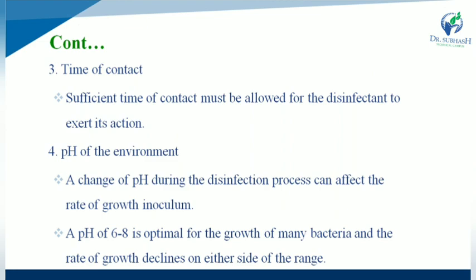Next one is pH of the environment. A change of pH during the disinfection process can affect the rate of growth of inoculum. So how does the pH of the environment affect it? The changing of pH during the disinfection process may affect the rate of growth of inoculum, as well as pH of 6 to 8 is optimum for growth of many bacteria, and the rate of growth declines on either side of this range.